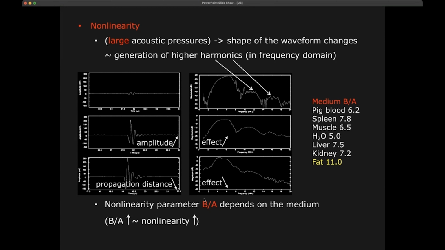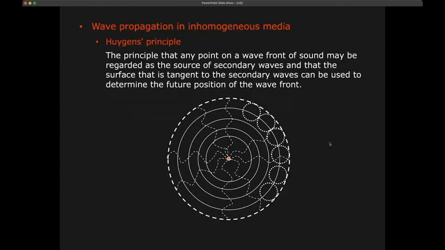Now, this nonlinearity, which we can express in a certain parameter, we're not going to go into the mathematics of it, but this nonlinearity will depend again on the medium. And one of the things that we will see is that the nonlinearity for water is also quite high. So that means that if we have a pulse which travels through water, it's almost not attenuating, but it's changing a lot because of this nonlinearity. Okay.